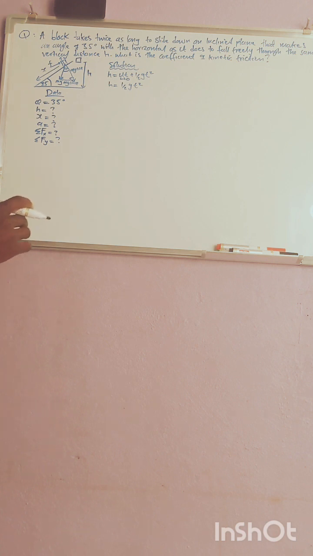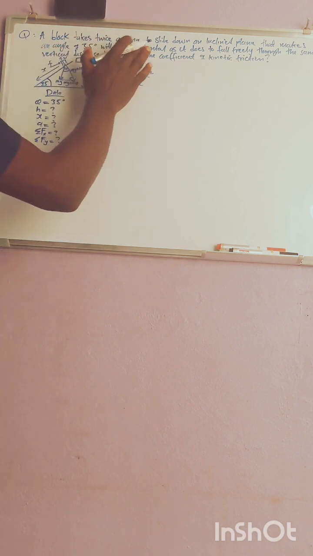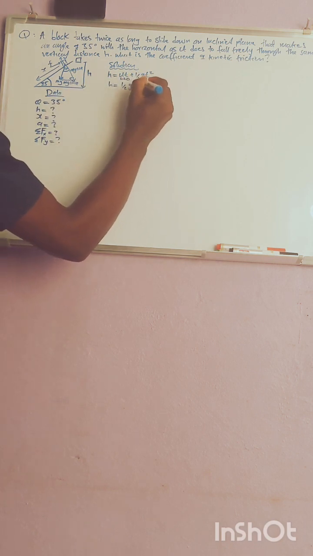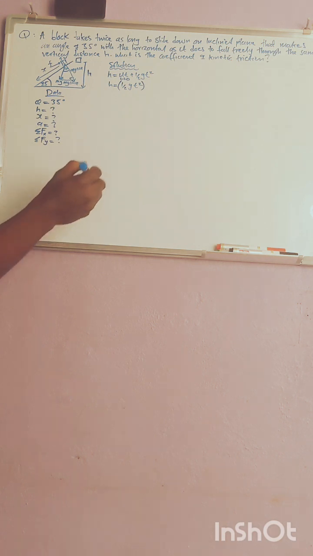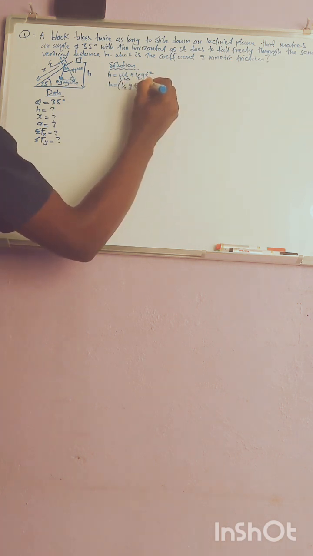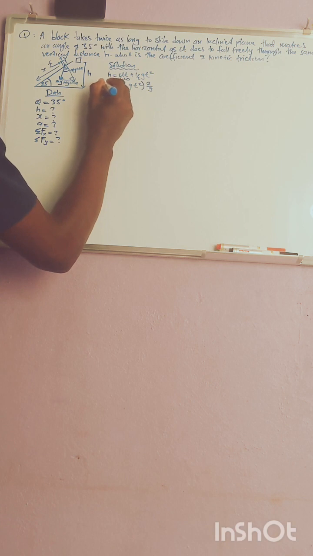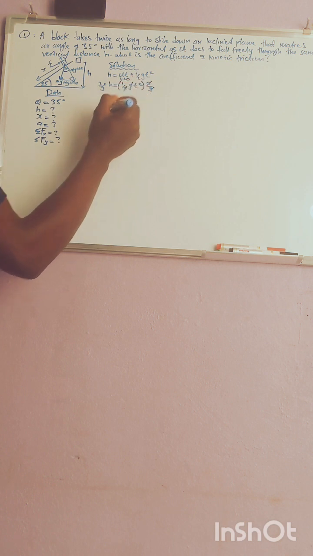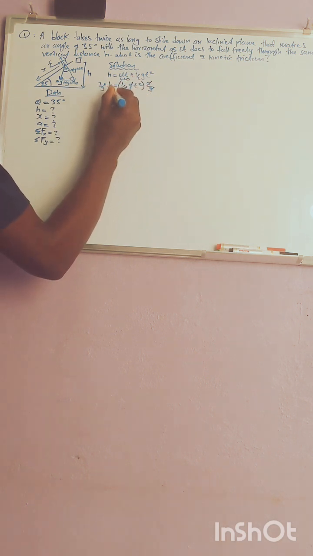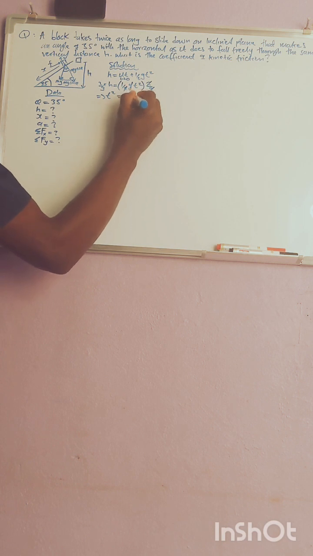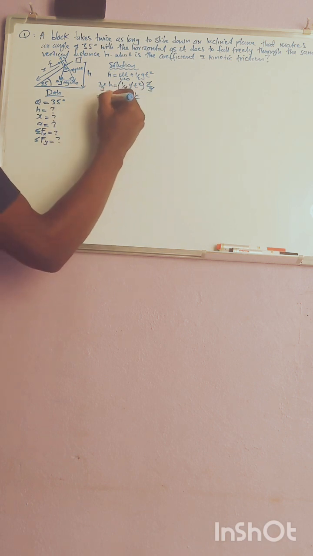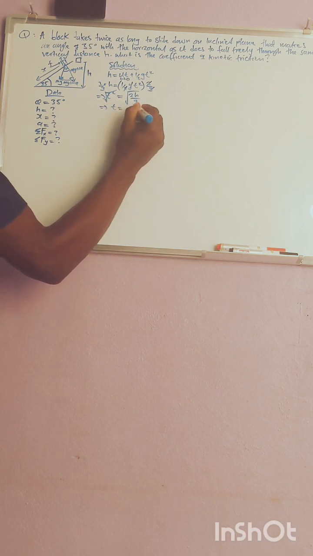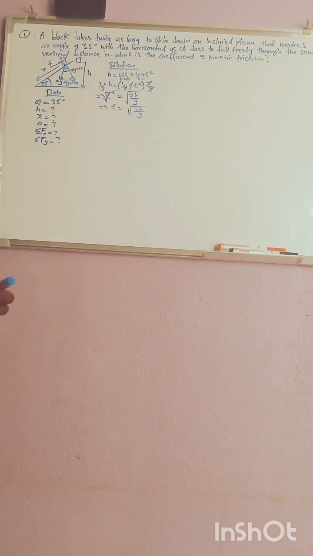All right, but since the question says it takes twice as long to slide down, we're interested in the time. So how do we calculate the time? We're going to multiply this by 2 over g, and this side by 2 over g. So this and this will cancel, and we'll have t squared equal to 2h over g. We take the square root, therefore the time will be equal to the square root of 2h over g.